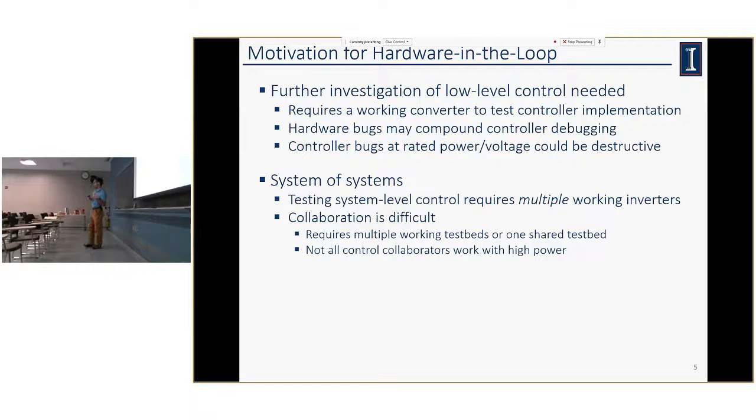Additionally, as we've seen at higher power or even lower power, controller bugs can lead to a destructive failure of the hardware under test. On a different scale, on the system of system level, testing system level control actually requires having multiple of these inverters. So you almost have to be in production at that point in manufacturing to be able to have this system to even test on. Additionally, collaboration becomes difficult. If you have one big system, that probably took a lot of time investment to get up and running and is probably monopolized by whoever's running the test. To be able to share that takes resources, and if we can figure out how to get around that bottleneck, we could perhaps facilitate better collaboration in control design.